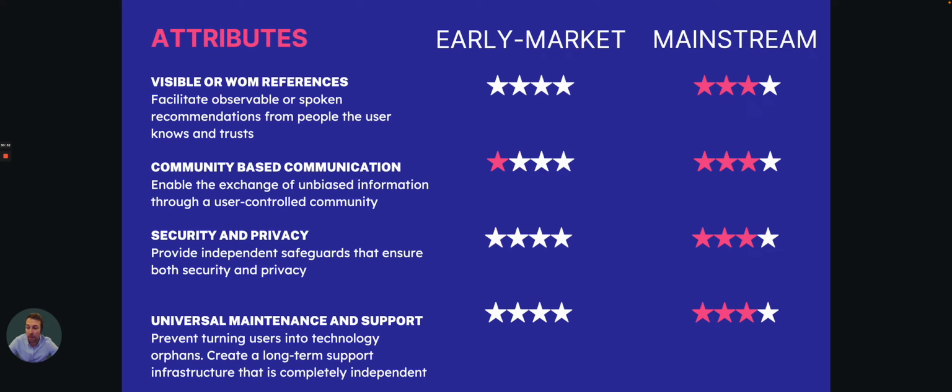Then security and privacy means providing independent safeguards that ensure both security and privacy. So your data is safe with us, we won't spam you and all of that, but having certification, having proof. And universal maintenance and support is to prevent turning users into what we call technology orphans.